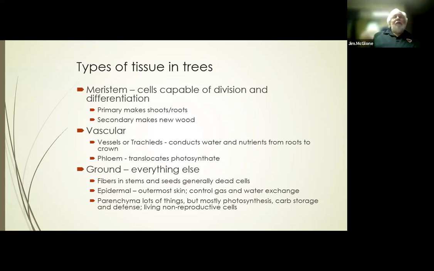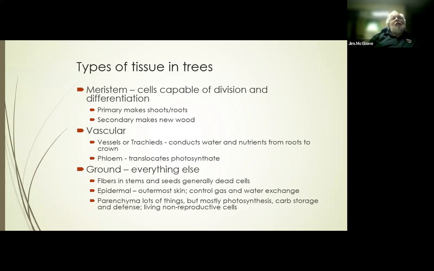And the last type is parenchyma. And this does lots of things. Most importantly, this is where photosynthesis takes place. This is where carb storage takes place. So this is where the tree will convert sugar into carbohydrates that get stored for the winter or for use in the future. And the parenchyma is also what makes the defensive chemicals that prevent rot and discourage pests. The parenchyma is all living tissue, but it's non-reproductive. That is, it cannot divide and make new cells, even though it is living in that it has the nucleus and all the other stuff that a cell needs for cellular respiration and to use the sugars that are made through photosynthesis.